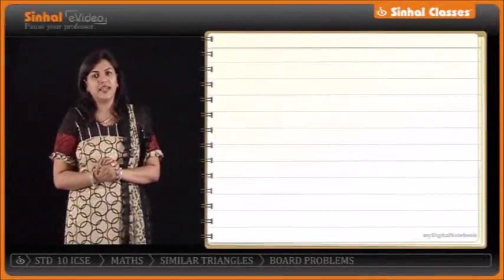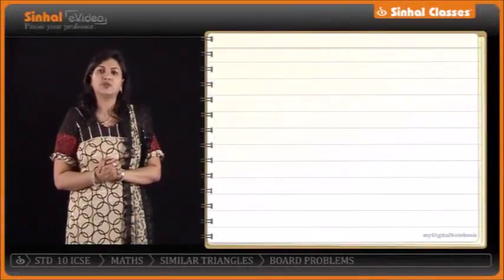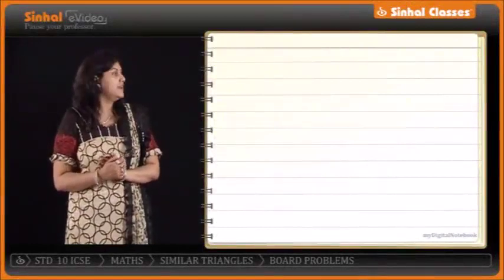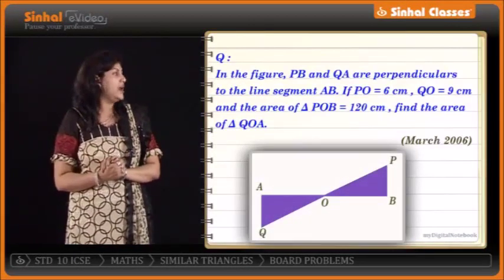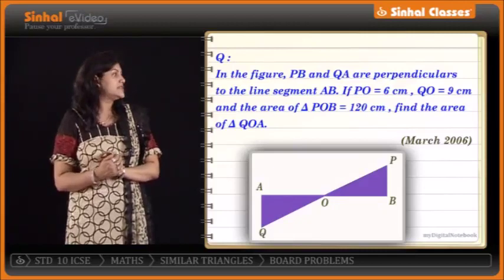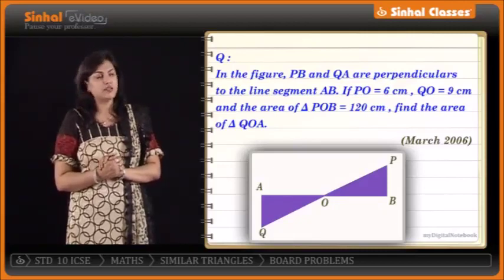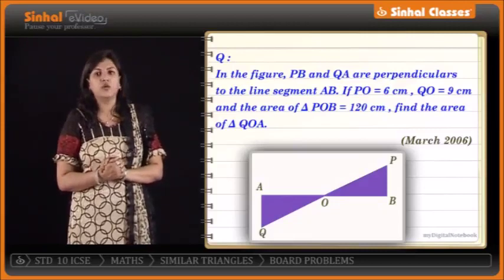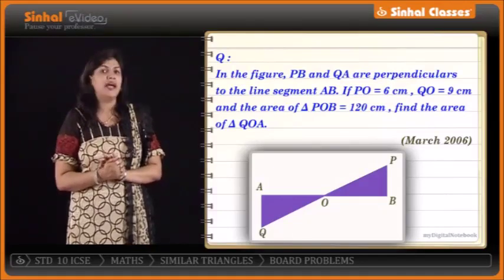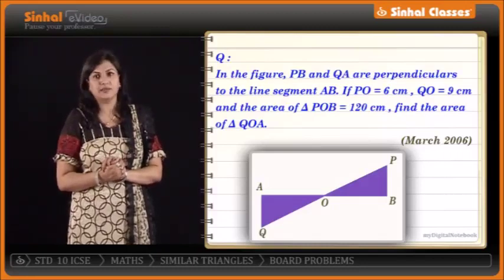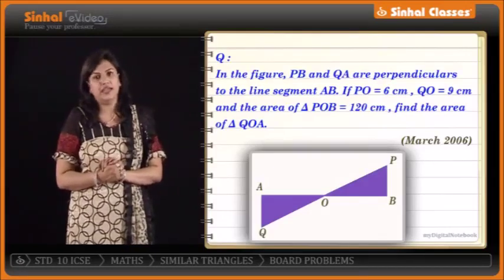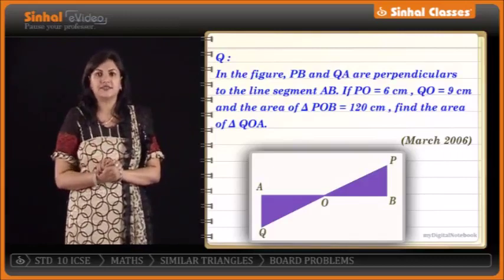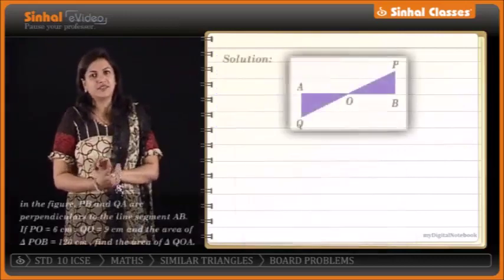Now let's look at our next board problem, which is the March 2006 board question. Here we have, in the figure, PB and QA are perpendiculars to the line segment AB. If PO is equal to 6 centimeter, QO is equal to 9 centimeter, and the area of triangle POB is equal to 120 centimeter square, find the area of triangle QOA, and we are given the figure for this. Now let's look at the solution of this sum.